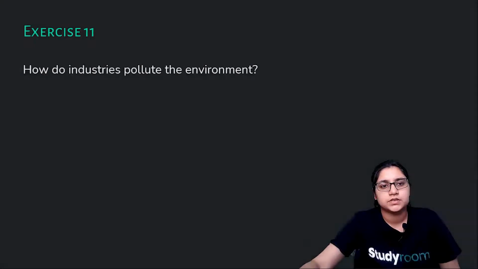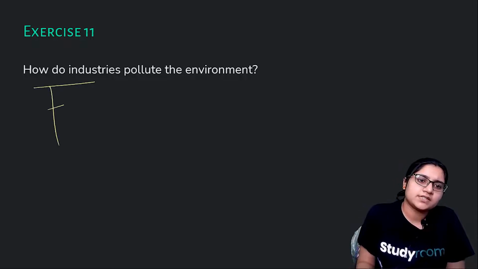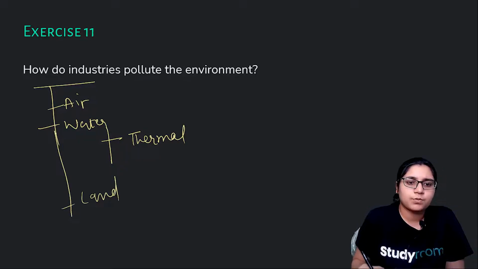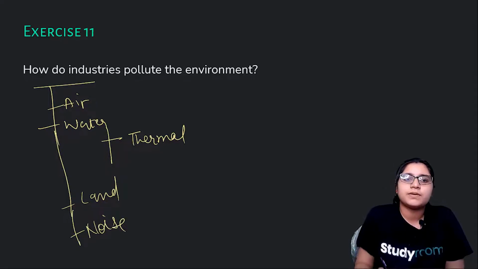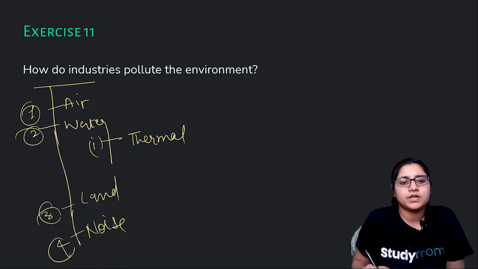Alright. Now the question is how do industries pollute the environment? So what kind of pollution can they cause? Air, water. Water would have thermal pollution. Then they can cause land pollution and noise pollution. So these would be the perfect four headings that you would be writing in your notes.